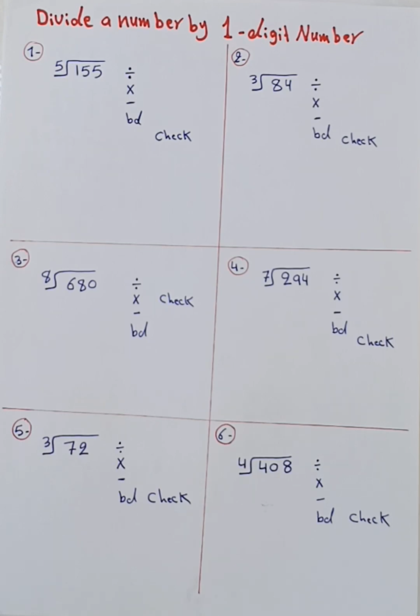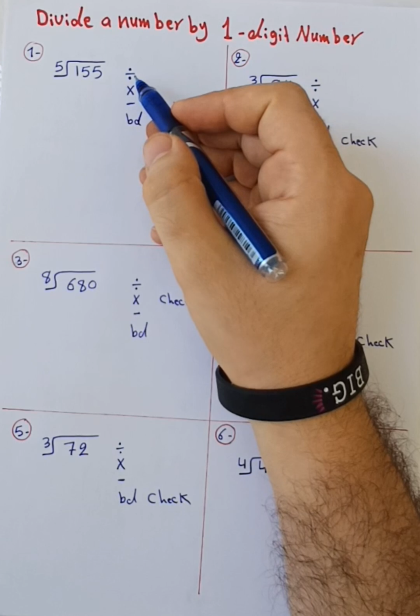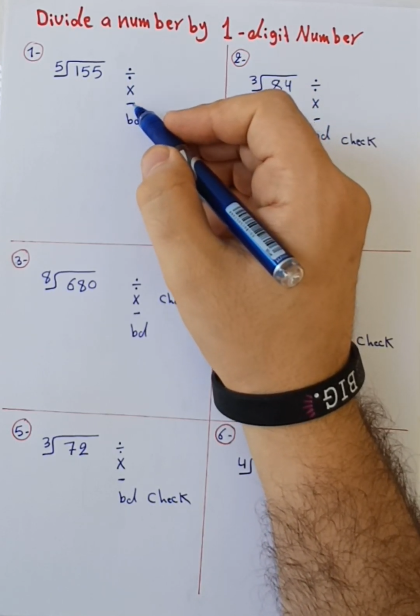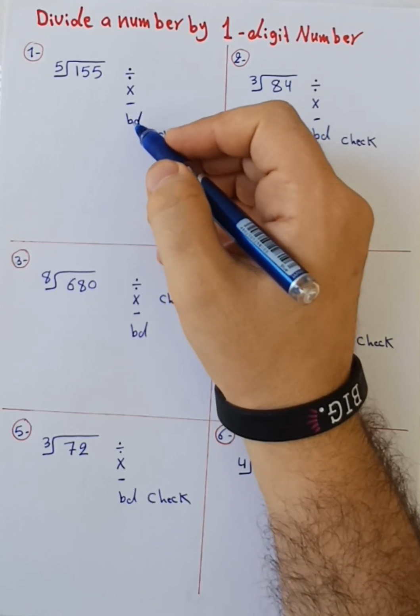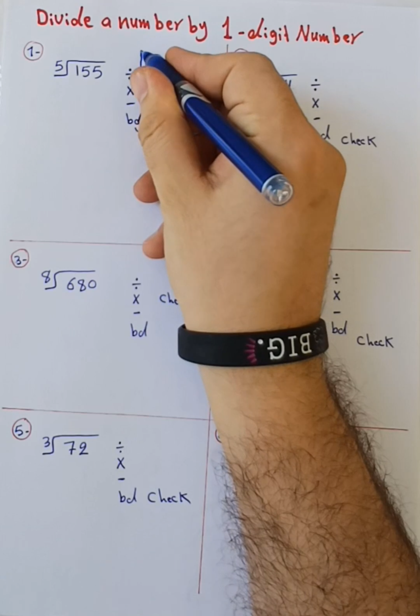The first step for long division, we have divide. After divide, we have multiply, and then after multiply, we have subtract, and the last step is bring down. After bring down, we have to go back to the first step.